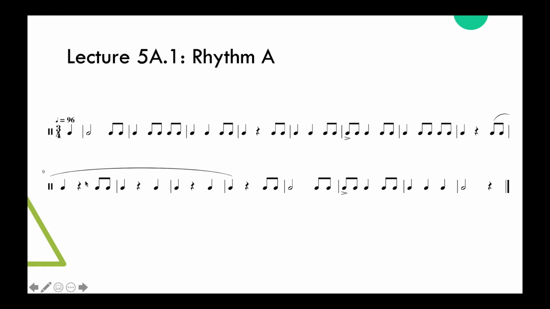Next measure, first two beats I have quarter note, quarter rest, third beat is 2/8 notes. Next measure, first two beats, quarter note, quarter rest, and then the third beat is a quarter note. Same thing here, quarter note, quarter rest, third beat is a quarter note. Quarter note, quarter rest, third beat this time is 2/8 notes. Next I have half note and then 2/8 notes.